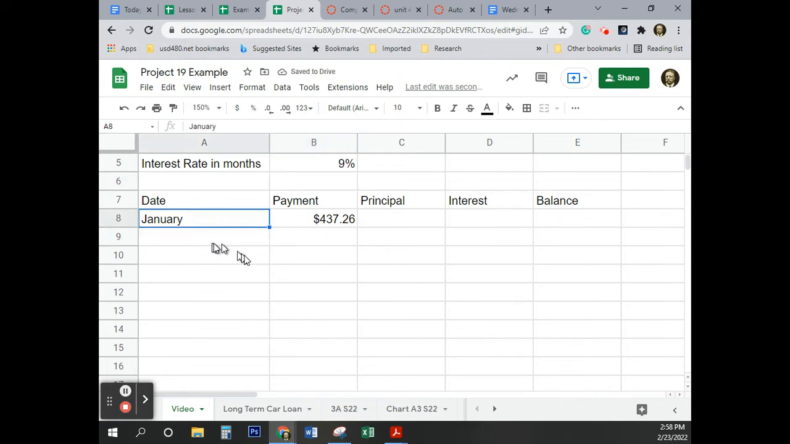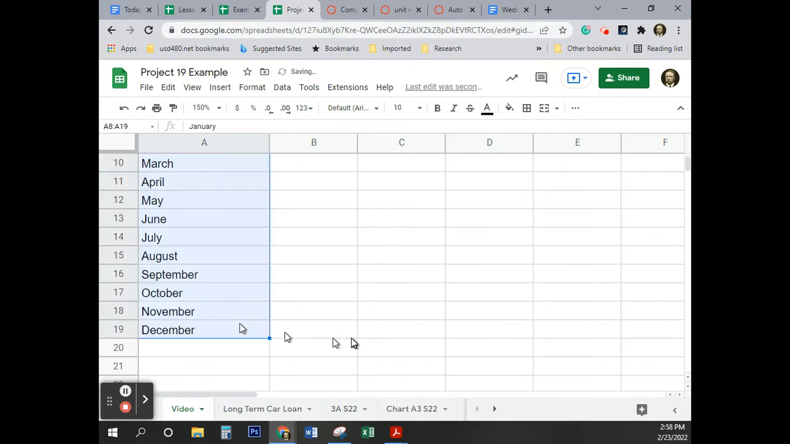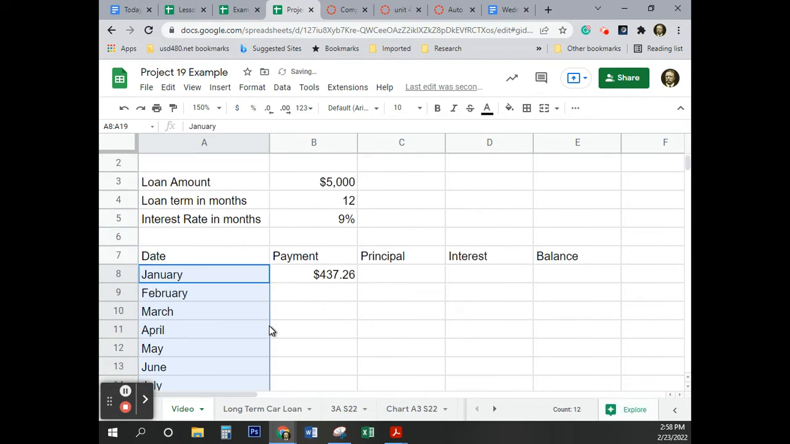Now, with January, make sure you spelled it right. It's going to be really easy. You saw I clicked on January. I'm going to go to the autofill button right here on the corner, press and hold, and pull that down to row number 19. And that's just going to put the rest of the months in there for me. And so that makes it a bit easier.